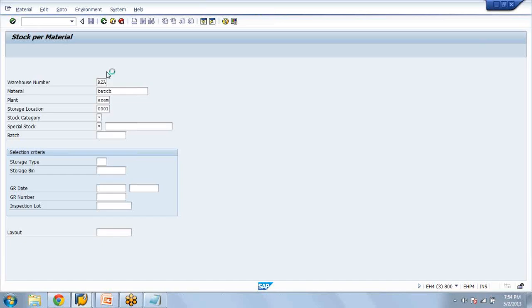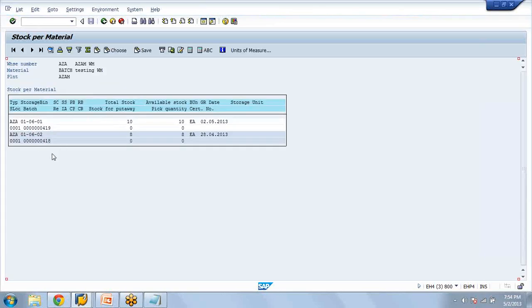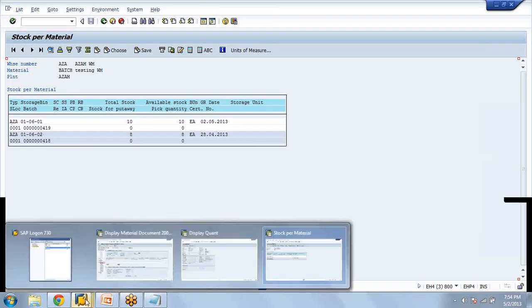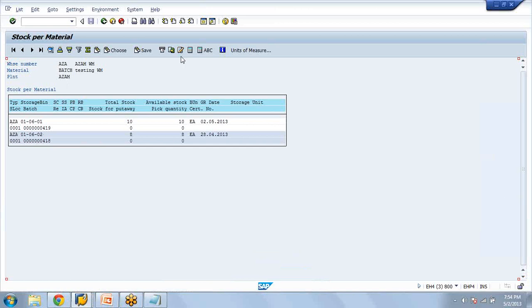See, this is one batch and this is one batch. Since the batch numbers are different, and also it is a quant characteristic, the system has saved them in different quant areas. Okay? Understood? Okay. Yeah, sir.